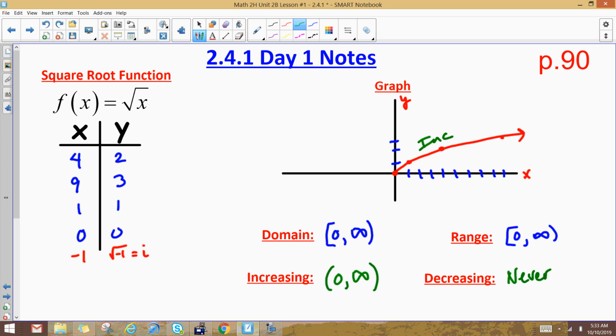So this is our basic square root function. And again, if you forget what it looks like, you can always just put square root of x and start substituting in values to get this basic shape. So again, we have our domain, range, increasing and decreasing.